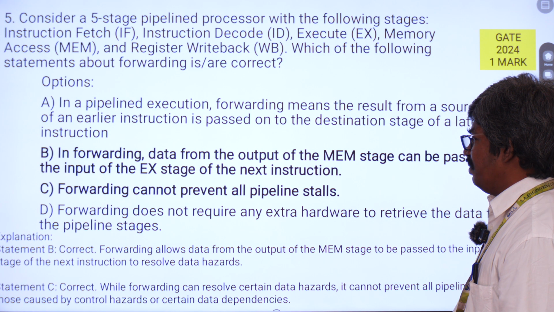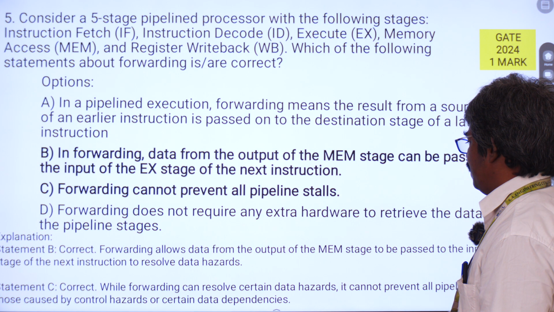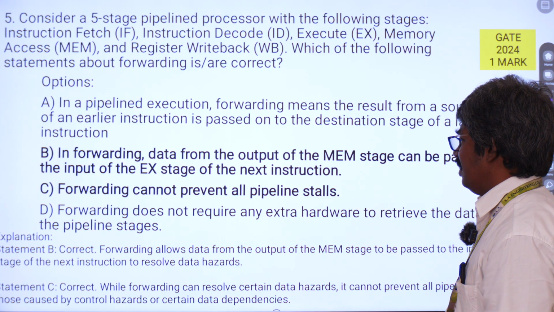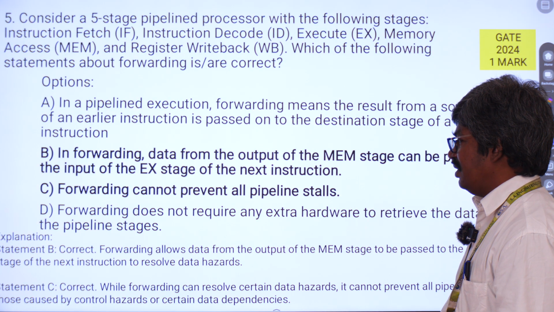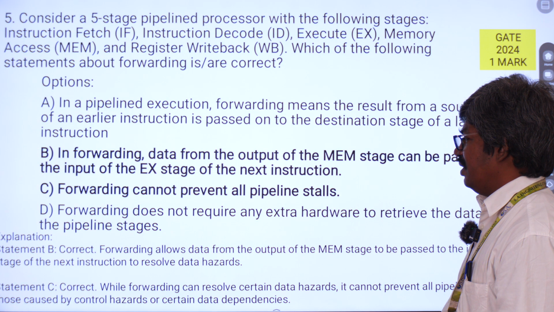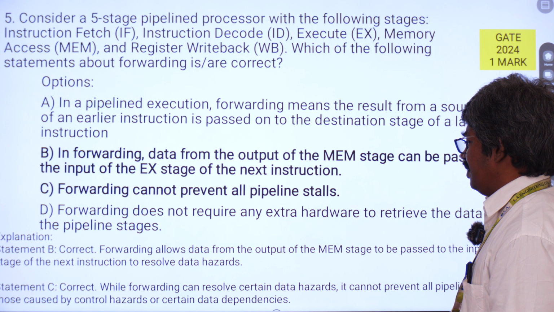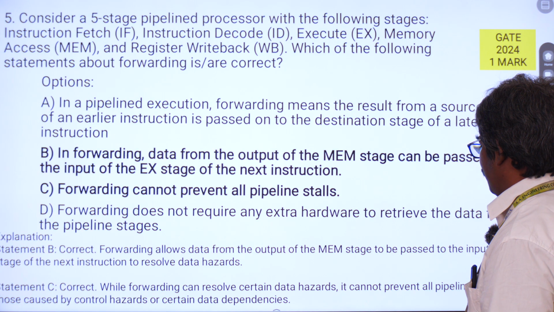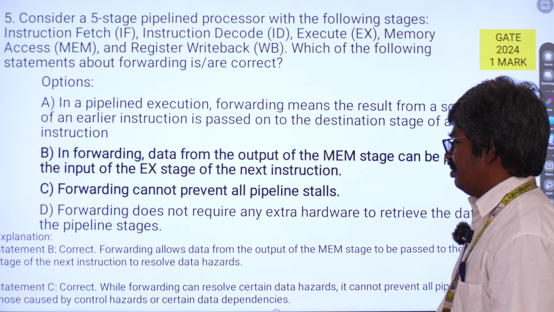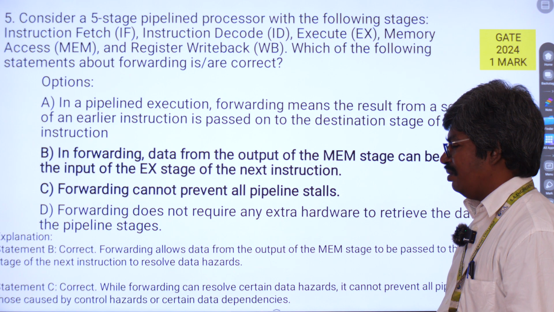The correct answer: forwarding allows data from the output of the memory stage to be passed to the input of the execution stage of the next instruction to resolve data hazards. And the second answer, C, is also correct. While forwarding can solve certain data hazards, it cannot prevent all pipeline stalls, such as those caused by control hazards or certain data dependencies.